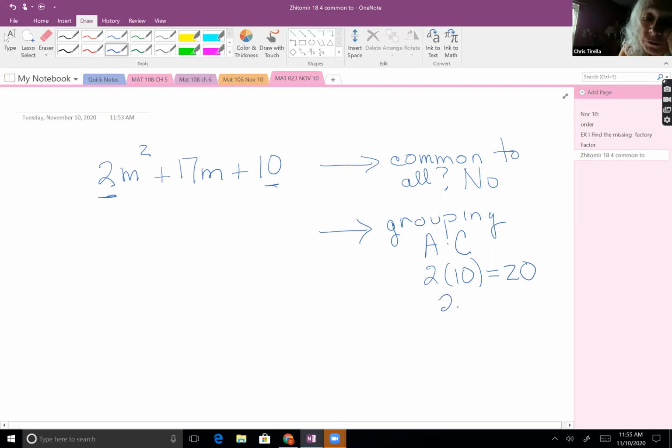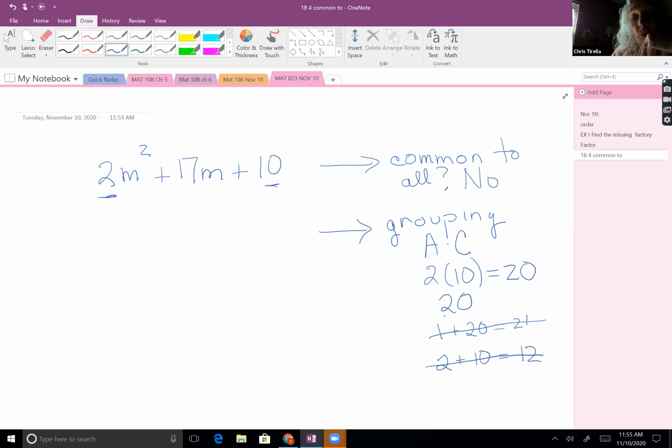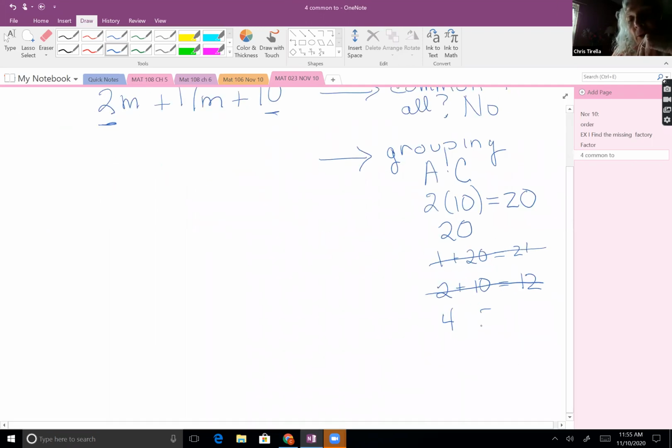So now we want to look for factors of 20 that have to add to 17. See, 20 is 1 times 20, but those add to 21. 20 is 2 times 10, but those add to 12. 20 is 4 times 5, but those add to 9. Anything else multiplied to 20? Can anybody think of any other factors of 20?